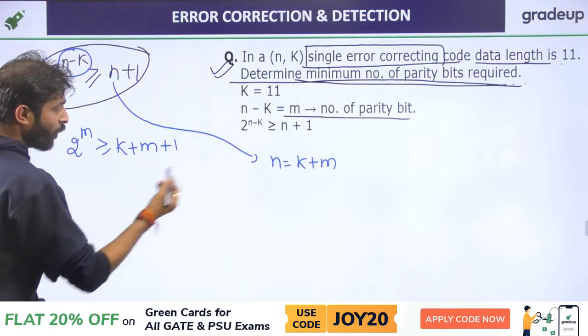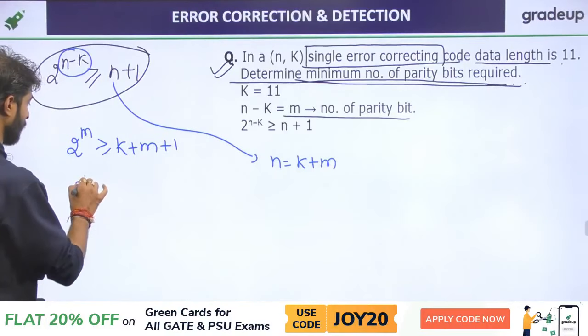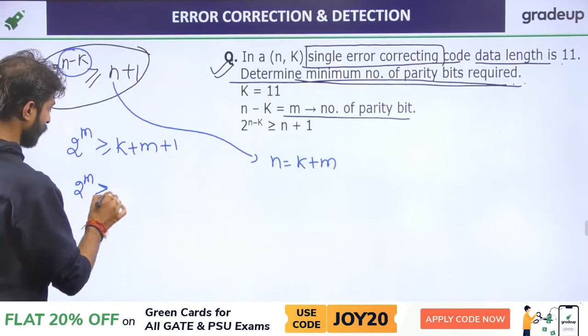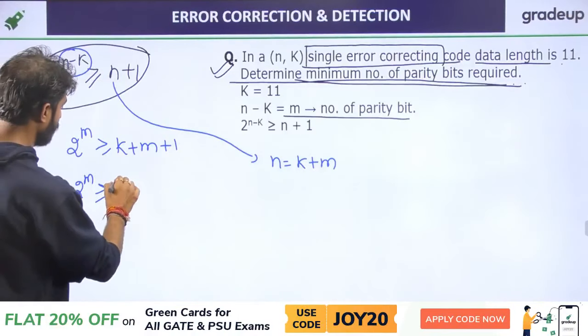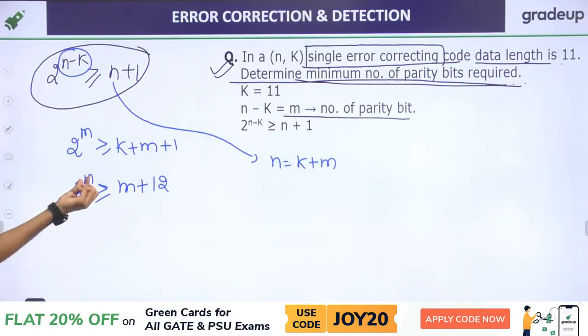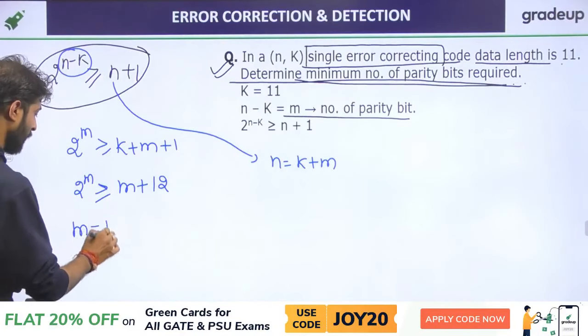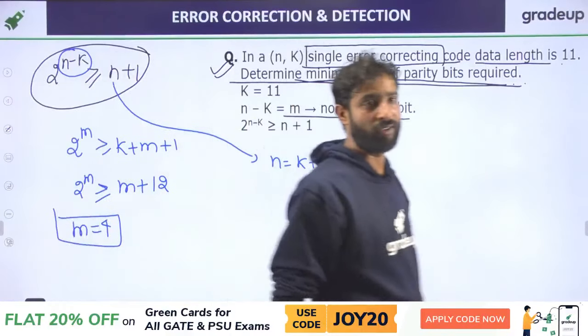Now, if we want to find out k plus m, so what is the value of k? The k value is just 11, given in the problem. So 2 raised to power m should be greater than or equal to what? k is 11, so that is m plus 12. So if we put m equal to 4, the minimum value of m is 4. And look at the example.